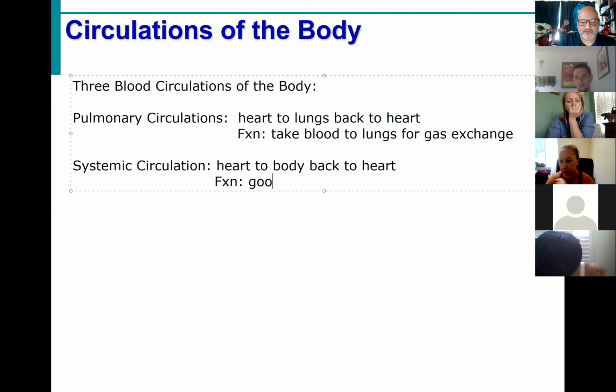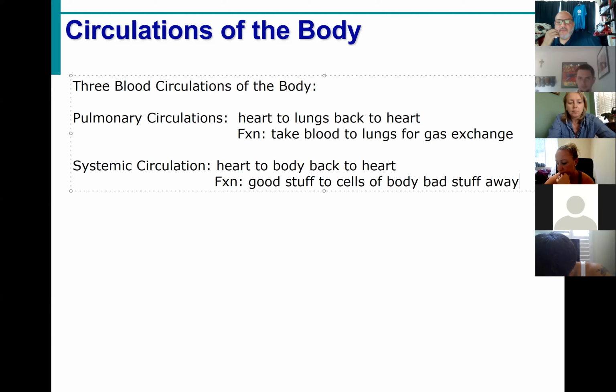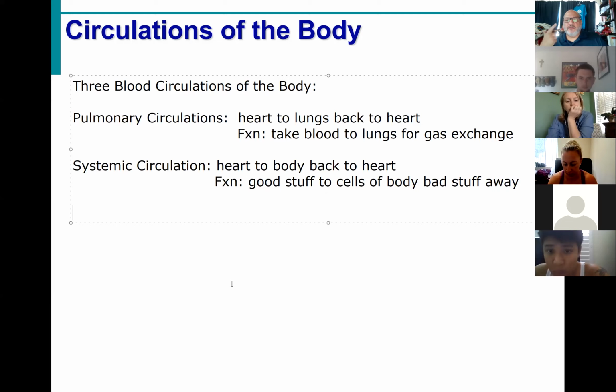Let's simplify that. Good stuff to the cells of the body, and take the bad stuff away. Excellent. All right, so we take the good stuff to the cells, bring the bad stuff away from that, right? Clean that bad stuff on the way, going to the kidneys and things along those lines. Excellent.